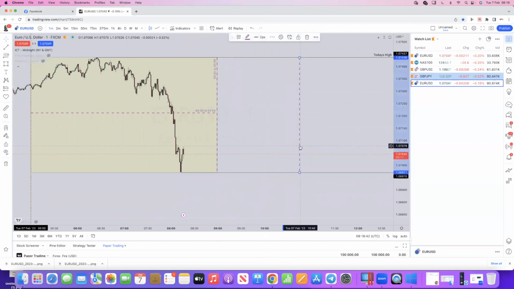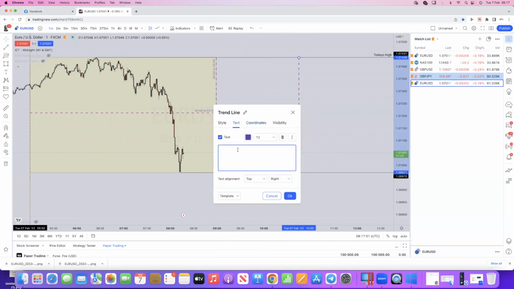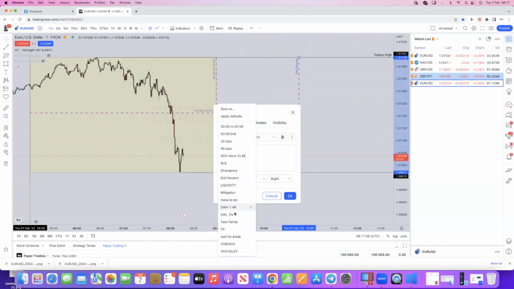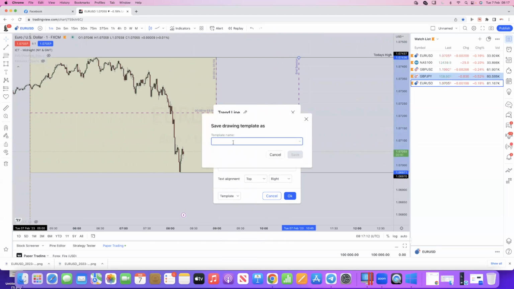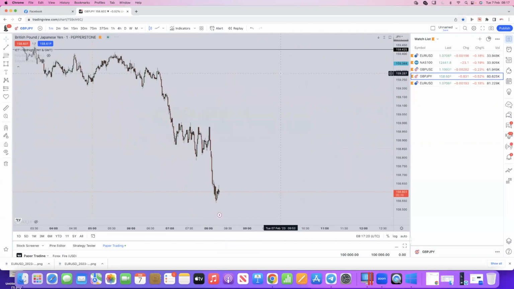I'll just go into that. And I just go on to this. Let's go on to template. End session. Click on this, click save. And again, template, save as, end session. There we are. And then I'm going to rinse and repeat this on all pairs.